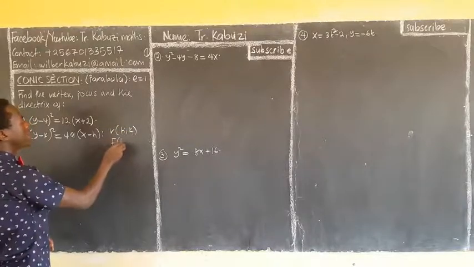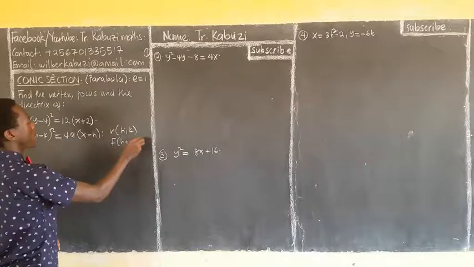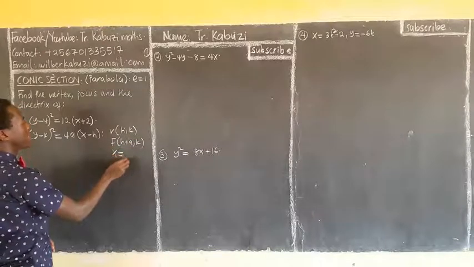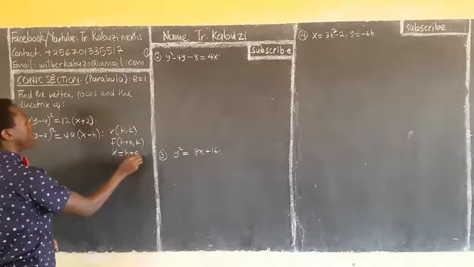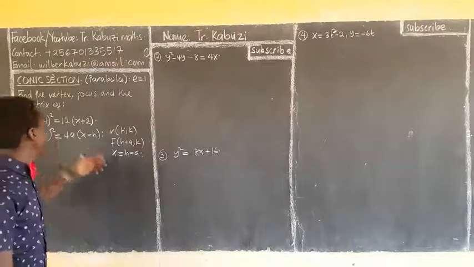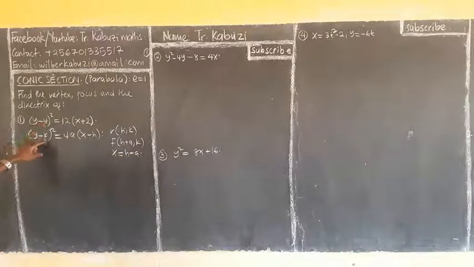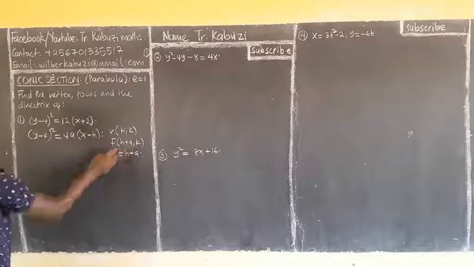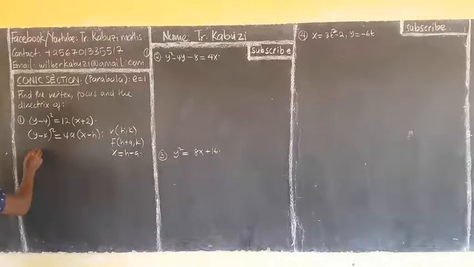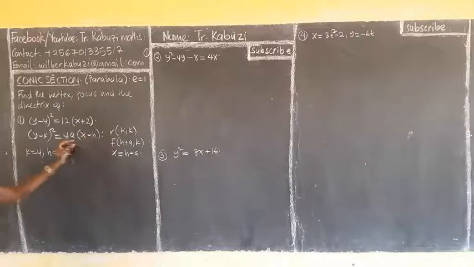Its focus was (h + a, k), then its directrix was x = h - a. So now, after sketching, we just compare. If I compare with this, from here we start by getting a, because we need a. So from there, if you compare here, your k is 4, and if you compare here, your h is -2.